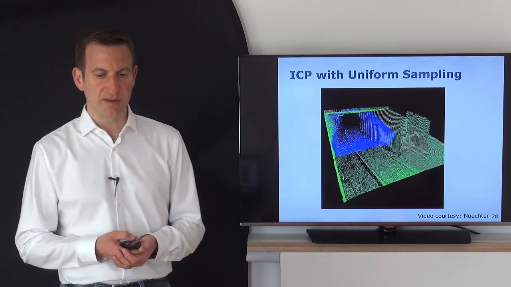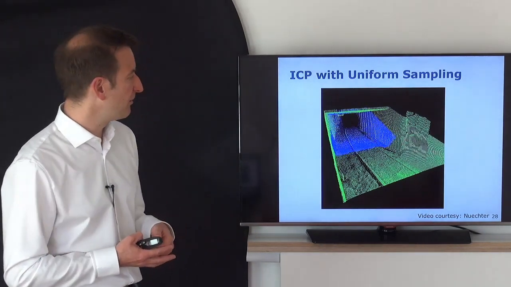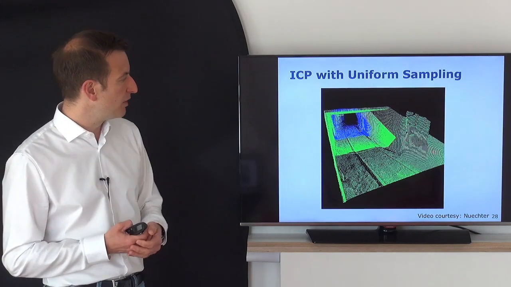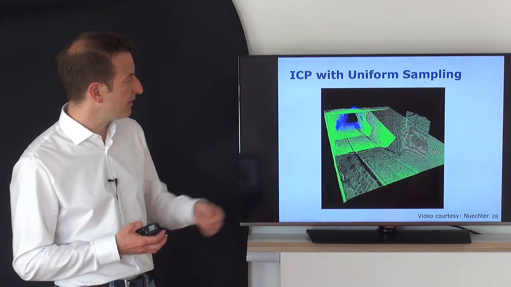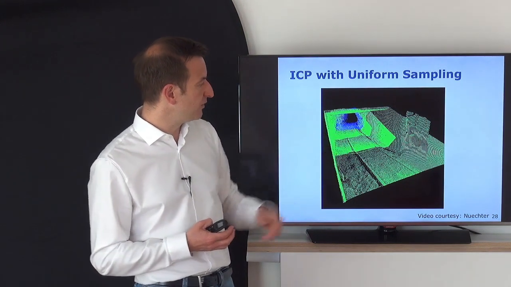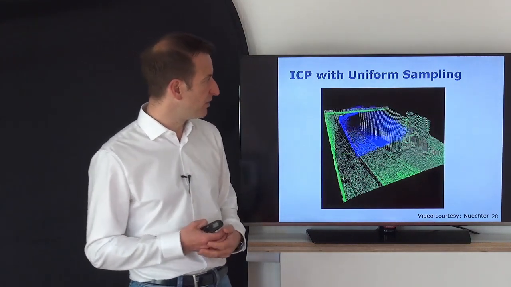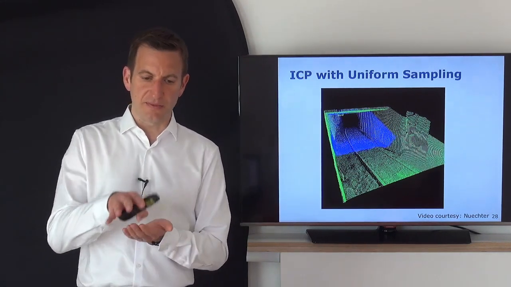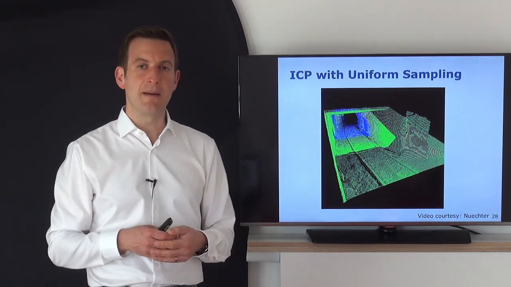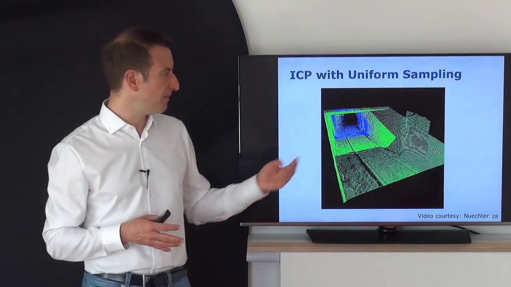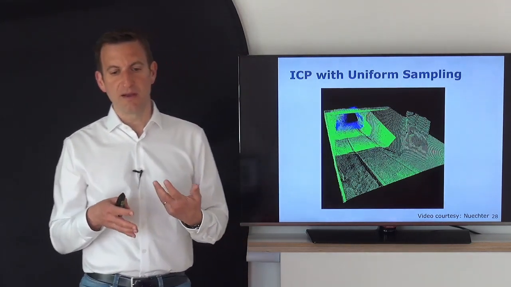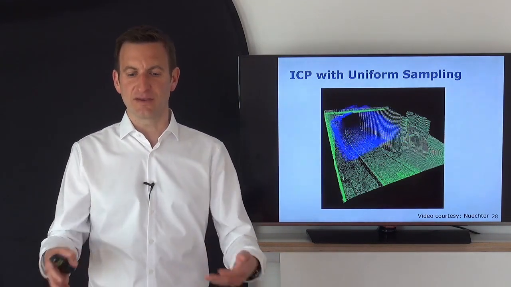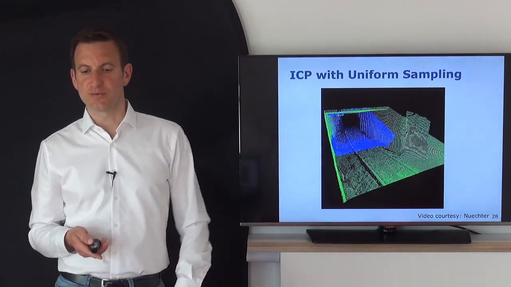There's another example of how scans can be aligned. It's an example by Andreas Nüchter, scanning through a cave or underground environment, and you always see the new scan in blue coming in, and this point cloud is registered against the point cloud built so far, and this way you can incrementally map the environment. And this approach uses uniform sampling, again, to avoid giving too high a weight to areas which are nearby the scanner rather than those which are further away.